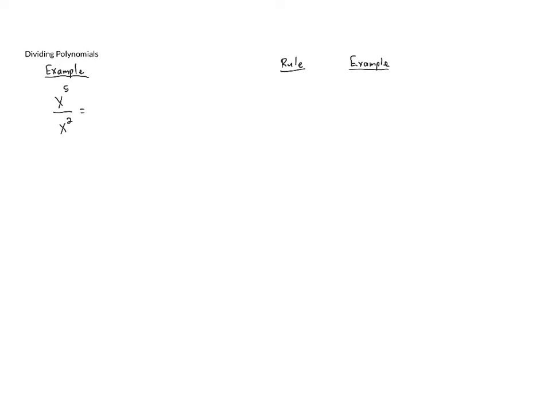So just like before, we're going to expand this out. X to the 5th means x times x times x times x times x. And x squared means x times x. Now, this is a fraction, and we know that when we have common factors in the top and bottom, we can get rid of them. We can divide them away. And the top and bottom have 2 x's in common that we can get rid of. So I'm going to get rid of those 2 factors of x. And when we do that, we're left with x times x times x, which is the same as x cubed.